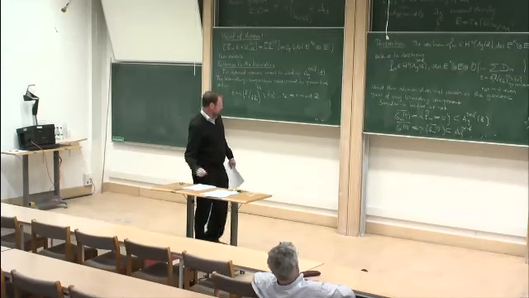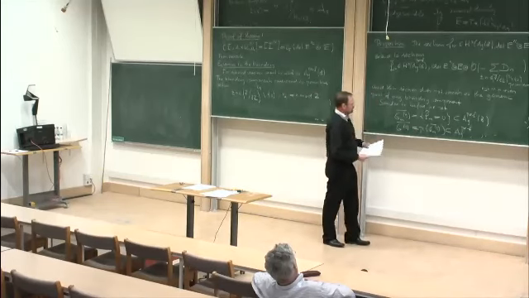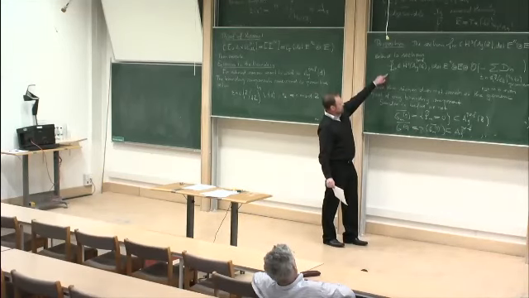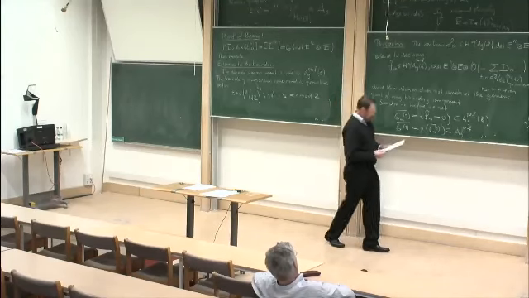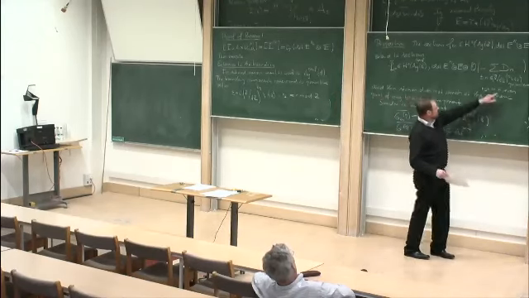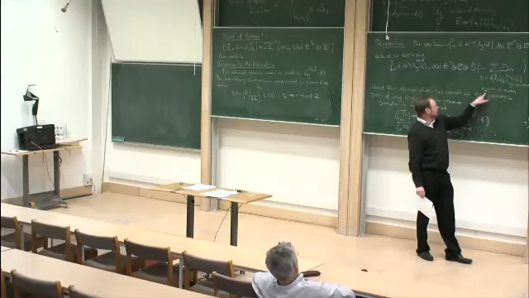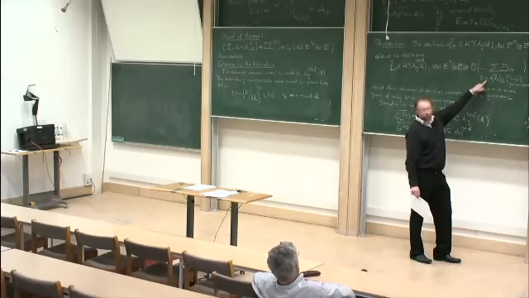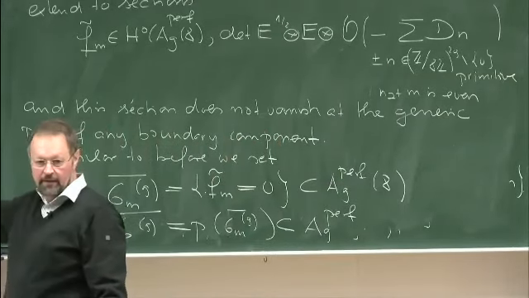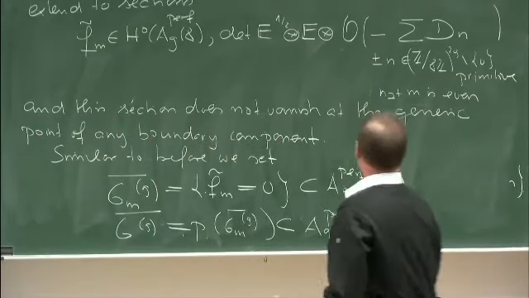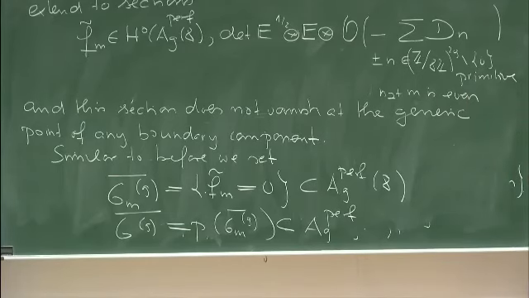Sorry? Here? Oh, I forgot something. No, I didn't forget. No, there is an m here. It's hidden here. n2 plus m. n2, which is the mod 2 reduction of this vector n. Yeah, and the m is here.